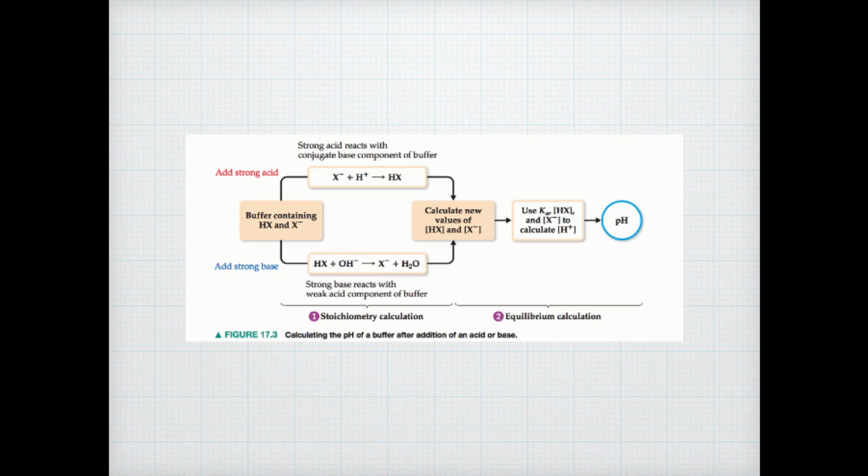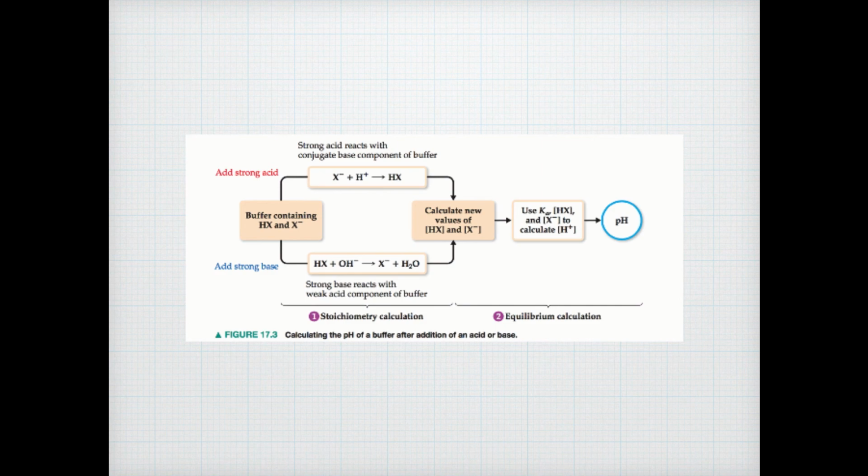And then you can create an ICE chart and actually analyze it to figure out what the pH would be. Or, let's say, for example, a strong base were to be added. So let's say, for example, sodium hydroxide or whatever it is. Well, in that case, since it's a strong base that's being added, then HX, my weak acid, is going to react with the strong base, and it's going to form X- and water. And again, you can then create an ICE chart and actually solve it.